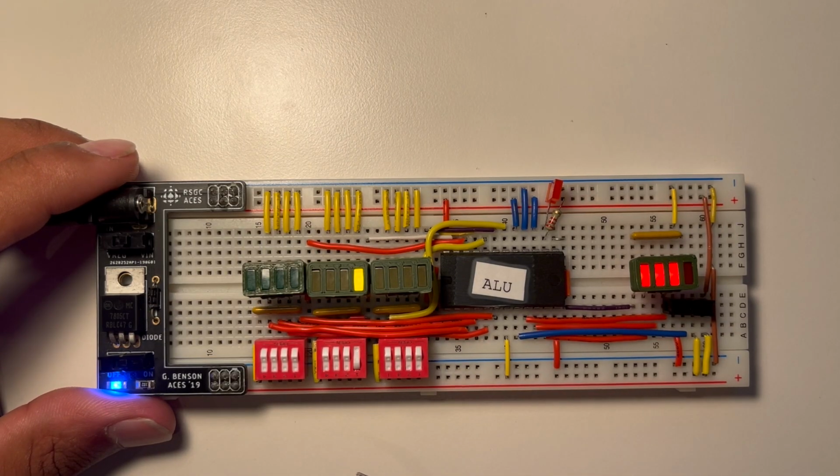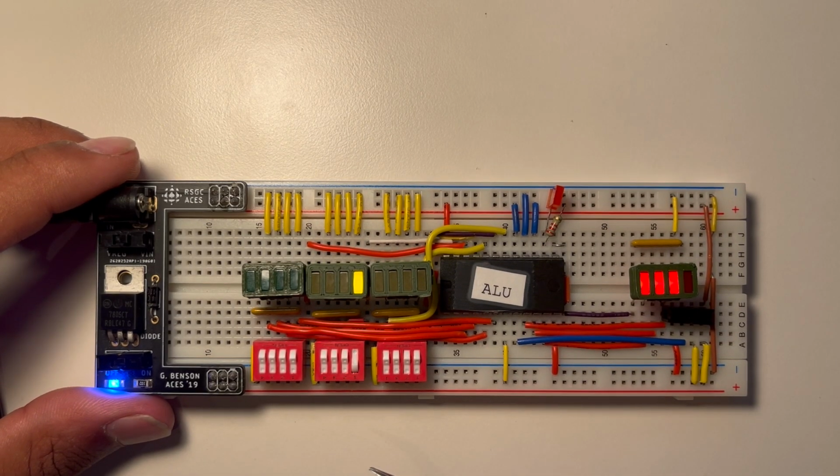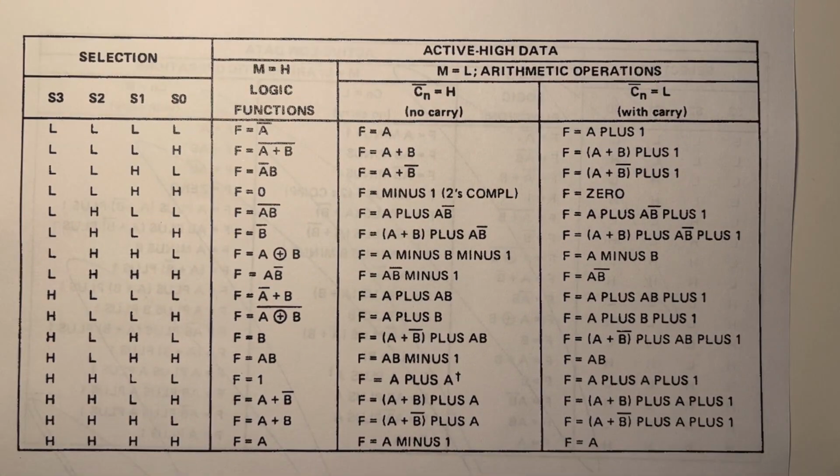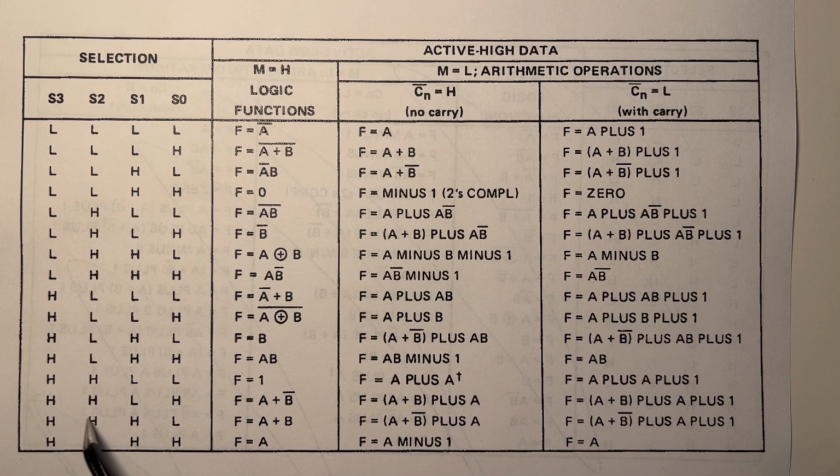The next function I want to present is the logic function f equals a or b. So going back to the data sheet, we can see that the S inputs are high, high, high, and low. The plus symbol here actually just means or, it does not mean plus. If it was plus the arithmetic operation, it would be plus in all caps like it is here.